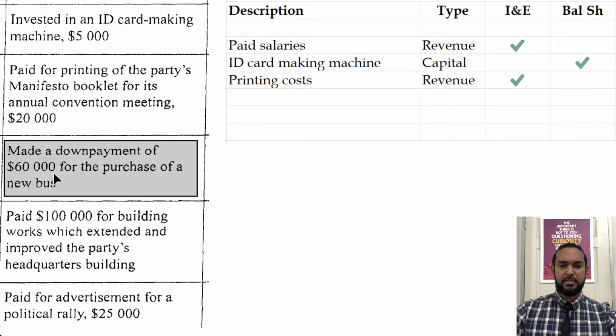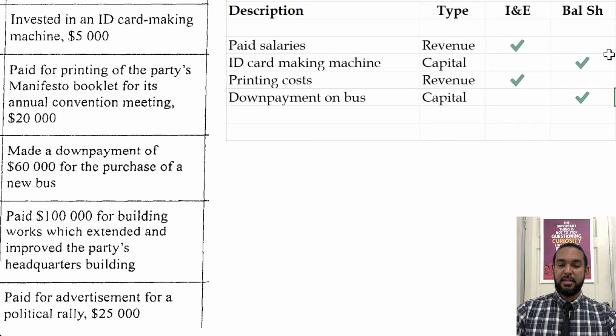Next, it says made a down payment of $60,000 for the purchase of a new bus. So a bus is a non-current asset, and any money paid towards the acquisition of the bus will be classified as capital expenditure, and of course will make its way into the balance sheet. Next item, it says paid $100,000 for building works which extended and improved the party's headquarters building. That is definitely also capital expenditure and will end up in the balance sheet as well.